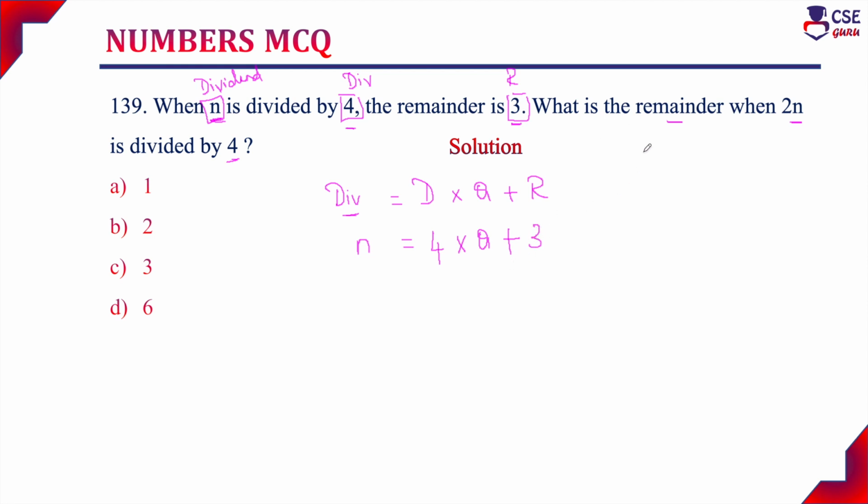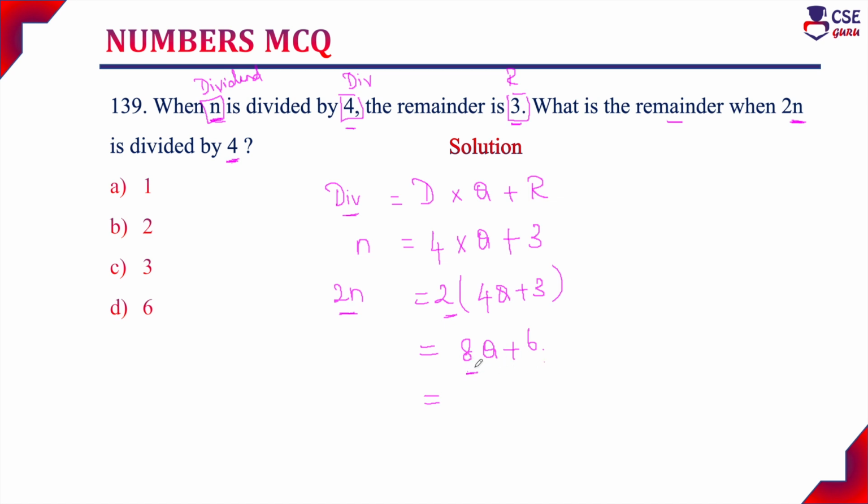Okay, what is the remainder when 2n is divided by 4? The divisor is the same only. So here we multiply by 2 to get 2n. 2n is equal to 2 into 4q plus 3. Since we are multiplying with 2, here we are getting 2n. So multiplying with 2, we get 8q plus 6.